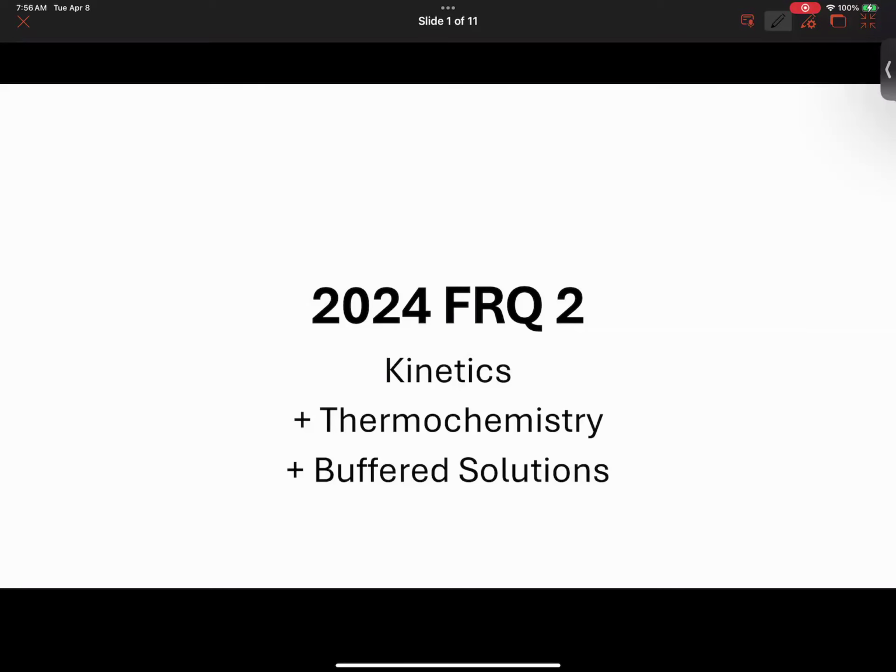Hello everyone, we'll be covering problem number 2 in last year's 2024 free response problems. This is a combination of kinetics, thermochemistry, and buffer solutions. We'll be working with maleic acid, a dicarboxylic acid, and generation of a gas.